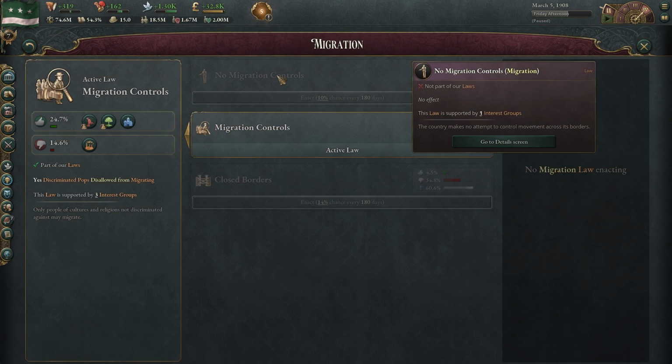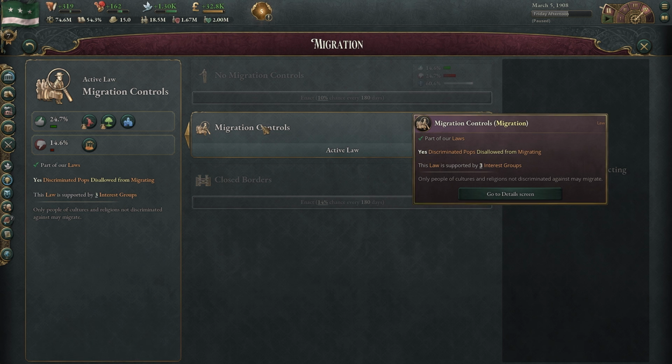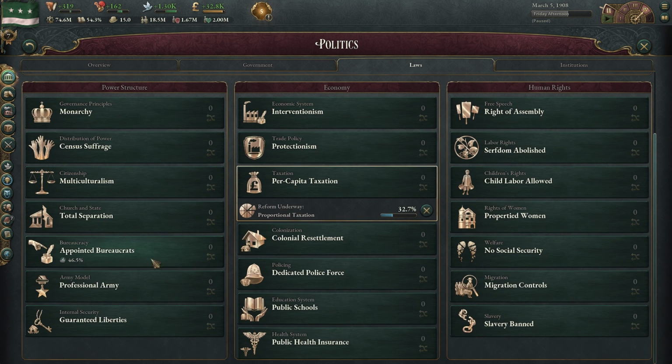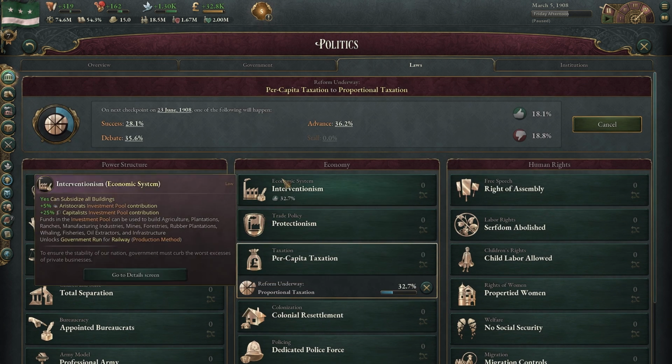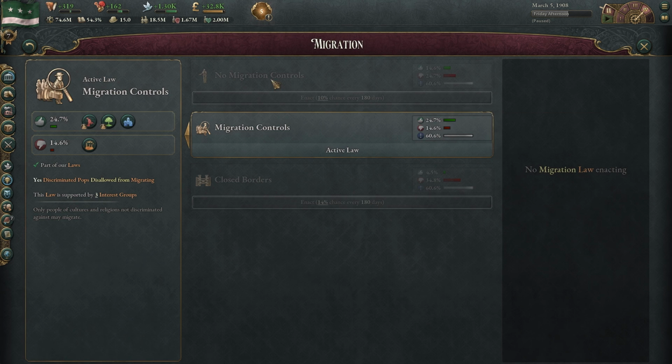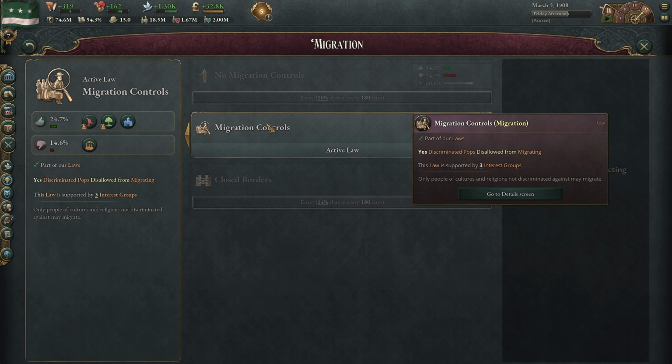No migration controls is pretty much POPs can move anywhere that they want to. It doesn't matter if they're discriminated or not. And if you have migration controls and multiculturalism, then what that means is you pretty much already have that, and there's no reason to go to no migration because you have no discriminated POPs. So that means everyone can move between all the states within the market.